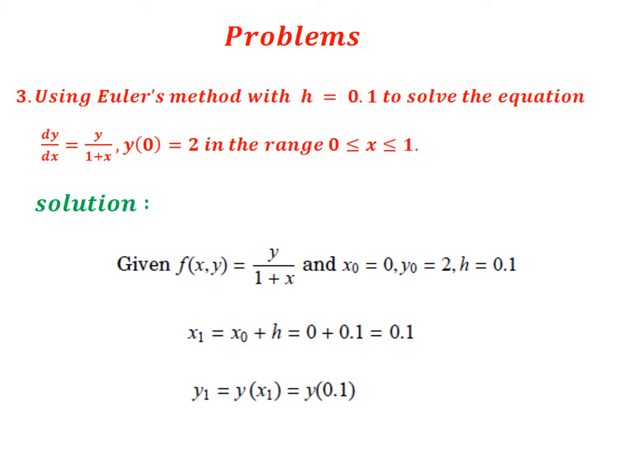Now, for finding y1, we have the formula x naught plus h. Otherwise, h is equal to x1 minus x naught, and from that I am developing this formula. X1 is equal to x naught plus h. X naught we know very well from the initial condition itself, that is 0, plus h, which is given as 0.1. Altogether, it will give x1 value 0.1. For finding y1, that is y of x1, x1 is 0.1. Let us move on to the y1 value.